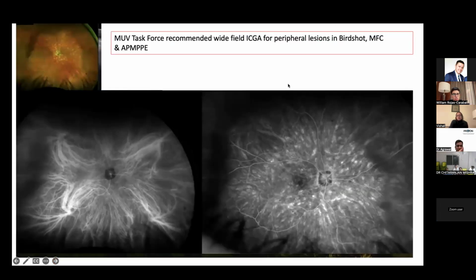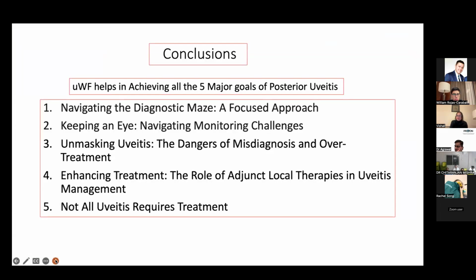MOVE task force also recommended wide-field ICGA for peripheral lesions in birdshot, multifocal, as well as others. So I'm not going to get into details because you will see them subsequently.